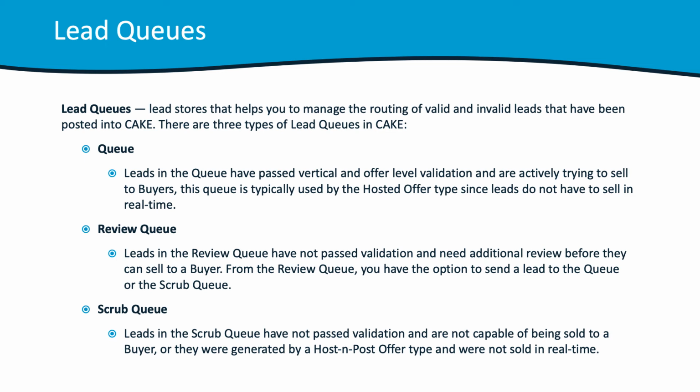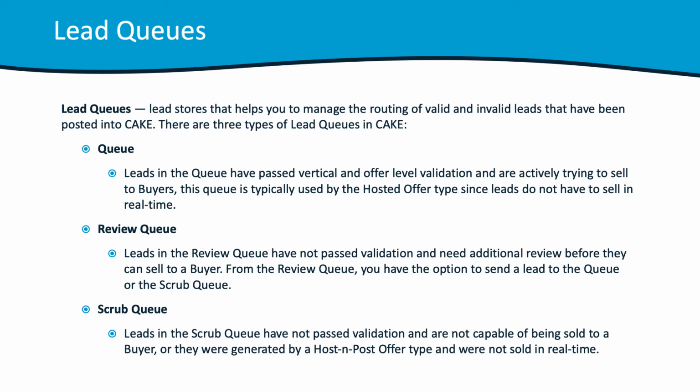On the other hand, we have the review queue. So leads in the review queue have not passed validation and they need additional review before they can sell to a buyer. From the review queue, you have the option to send a lead to the queue or to the scrub queue. So essentially, the review queue is exactly how it sounds. You've intentionally put a lead there, or the lead did not pass validation, and therefore you've created a rule that forces those leads to go into the review queue.